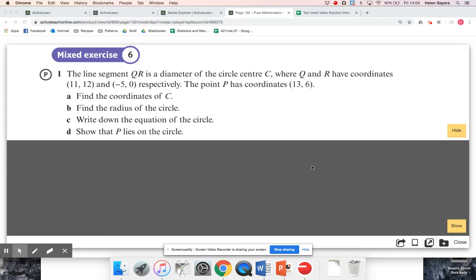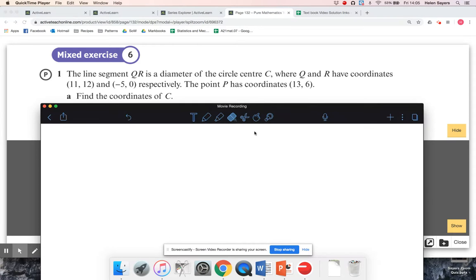Okay, we're looking at the first year core textbook, and this is mixed exercise 6, which is on circles. So we've got a line segment, which we're told is the diameter of a circle. We've got the coordinates of either end of that line segment. And then we're given a point P, which they come back to later in the question. Okay, so the first thing is to find the coordinates of C, which is the centre of the circle.